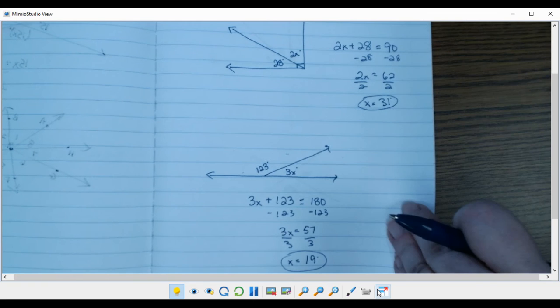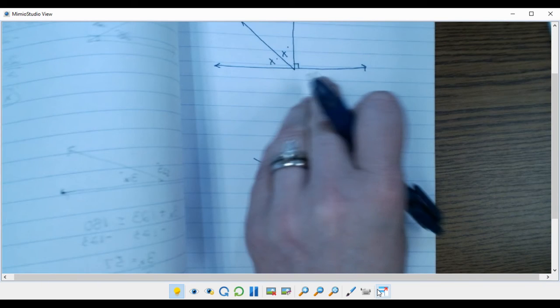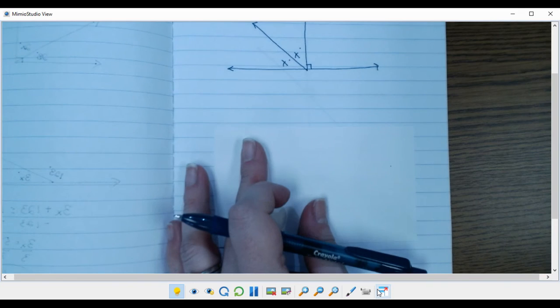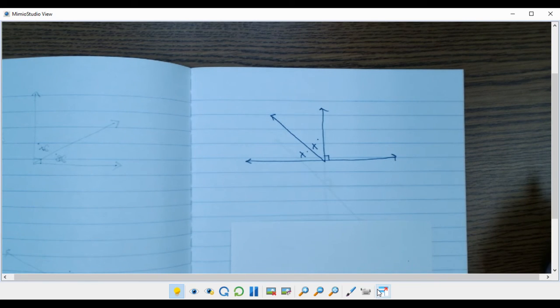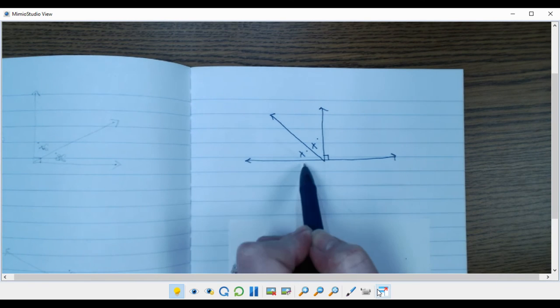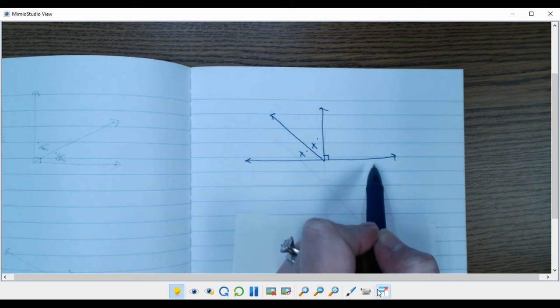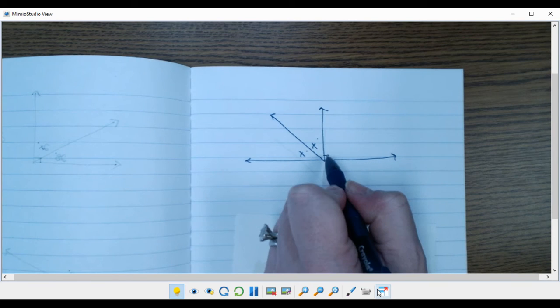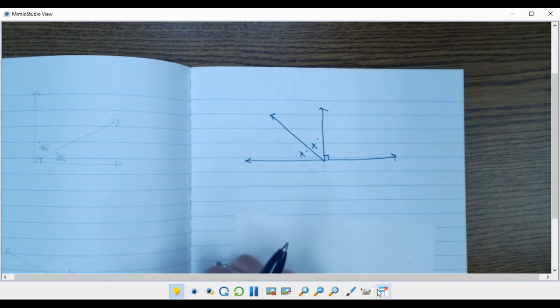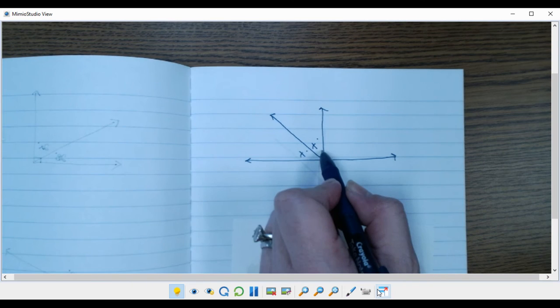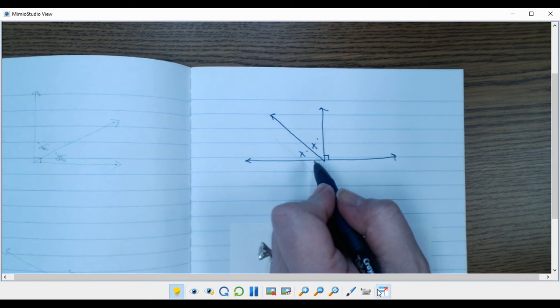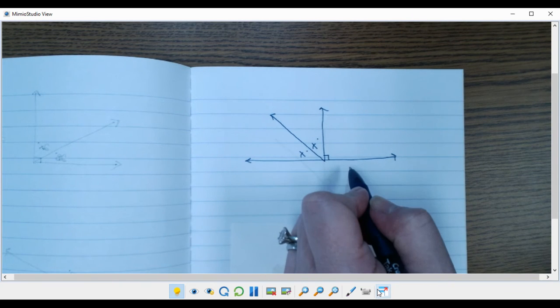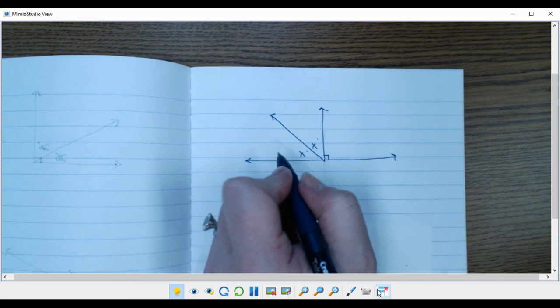Okay, let's look at another one. In this case, I'm not given any numbers, but I have enough information that I can figure this problem out. I see on the bottom I've got a straight line. That's 180 degrees. I also see that I have this right angle box. So two ways. I can say that the two x's together equal 90, or I can say that all three together equal 180. So let's do that.